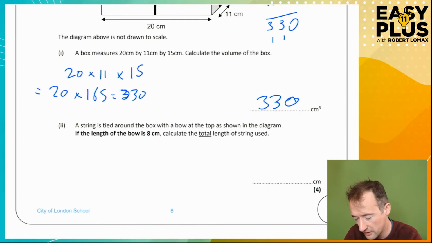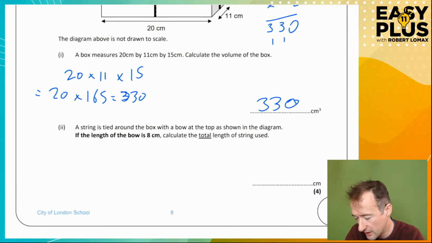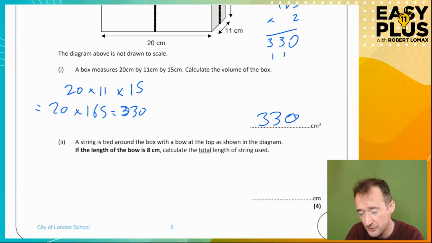A string is tied around the box with a bow at the top, as shown in the diagram. If the length of the bow is 8 centimeters, something vaguely poetic about the way this is worded. I can't quite pin down what it is. Something in the rhythm and the repetition. A string is tied around the box with a bow at the top, as shown in the diagram. If the length of the bow is 8 centimeters, calculate the total length of string used.